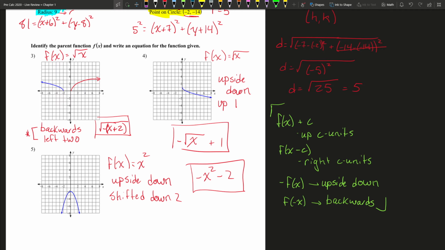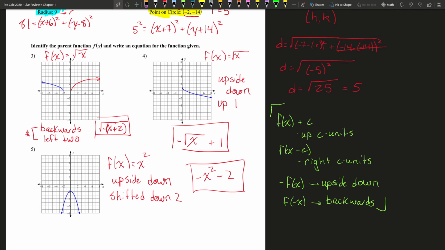Again, we've gone over this stuff. It's been a couple weeks, but these are things we should know, just applying a couple of different concepts to it. If you add something to the outside of a function, you're shifting it up or down. If you're adding something to the inside of a function, you're shifting it left or right. If you make a negative outside the function, it's upside down. And if you put a negative inside the function, it goes backwards. Those are the things I'm going to be expecting you to need to know, and we're not going to worry about shifts or shrinks.